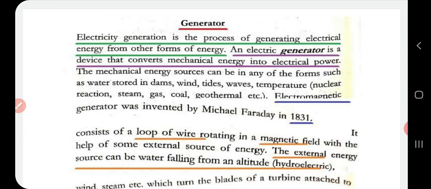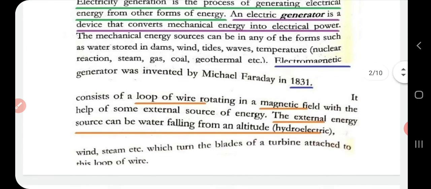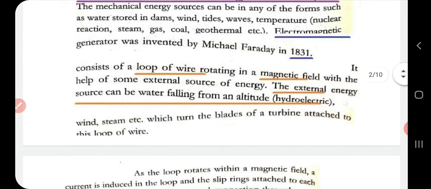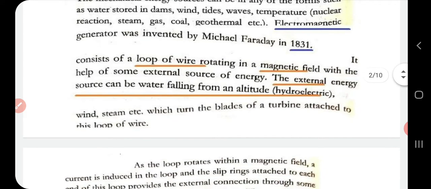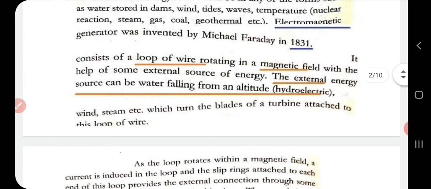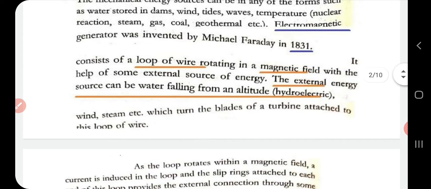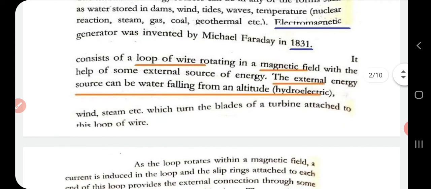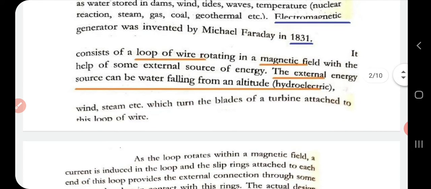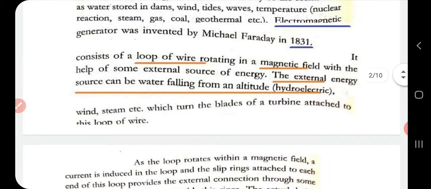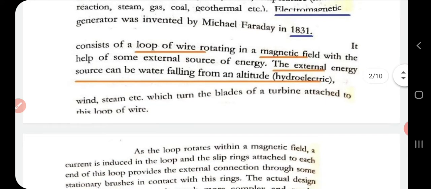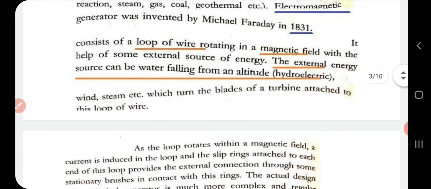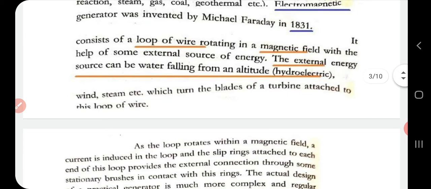An electromagnetic generator was invented by Michael Faraday in the year 1831. Now let us see how a generator looks. It consists of a loop of wire, that is a coil of wire, rotating in a magnetic field with the help of an external source of energy. This external source of energy can be water falling from an altitude, maybe from a dam, which is hydroelectric. Then it can be wind, steam, etc.